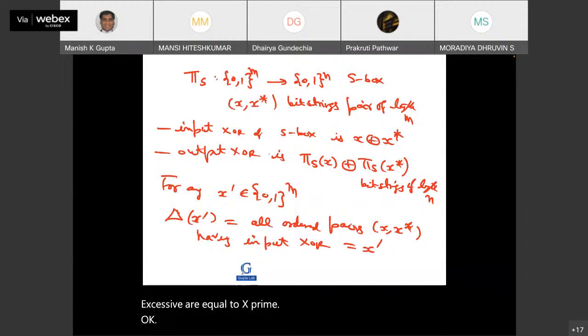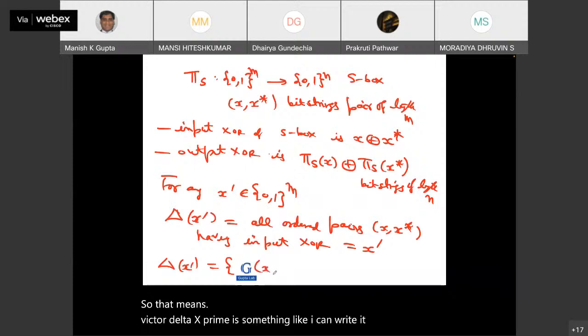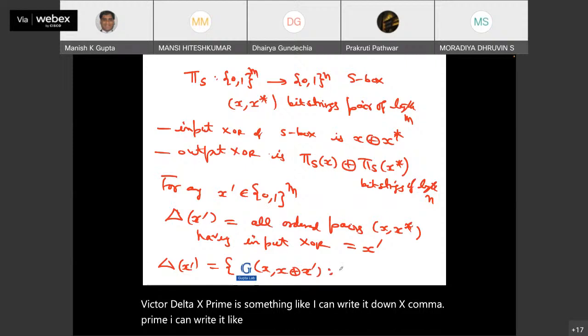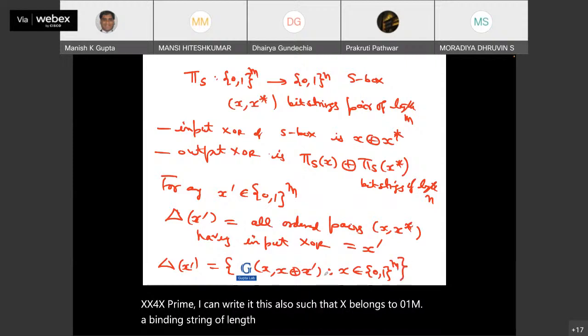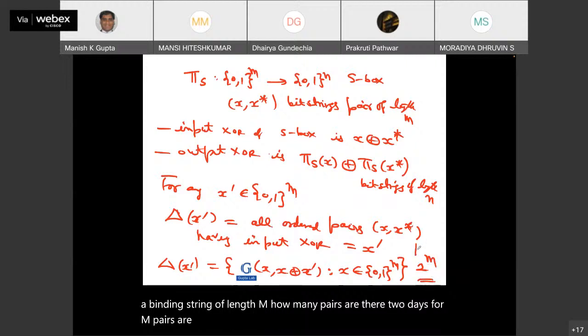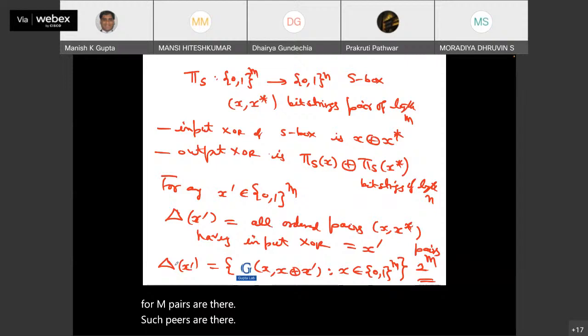So what does that mean? Okay, so that means delta x prime is something like the pairs x comma x exclusive OR x prime, such that x belongs to {0,1}^m, a binary string of length m. How many pairs are there? 2^m such pairs are there.